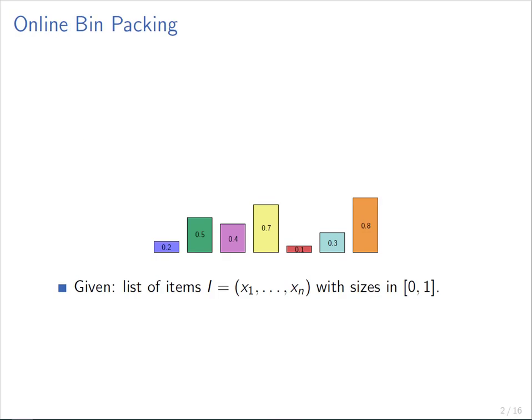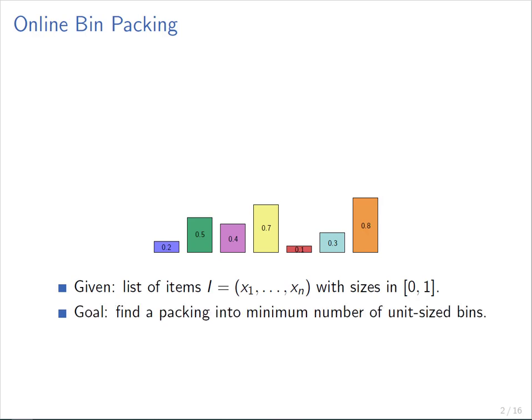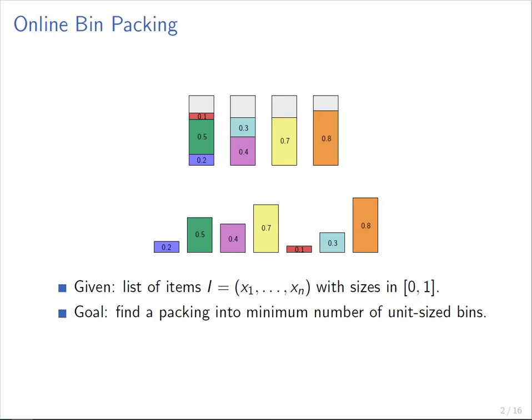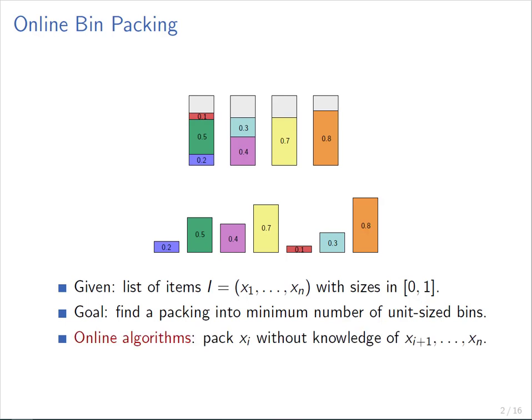In the bin packing problem, a list of items is given. Each item has a size between 0 and 1, and the goal is to find a packing of these items into the minimum number of bins of size 1. So a packing of these items could look like this.